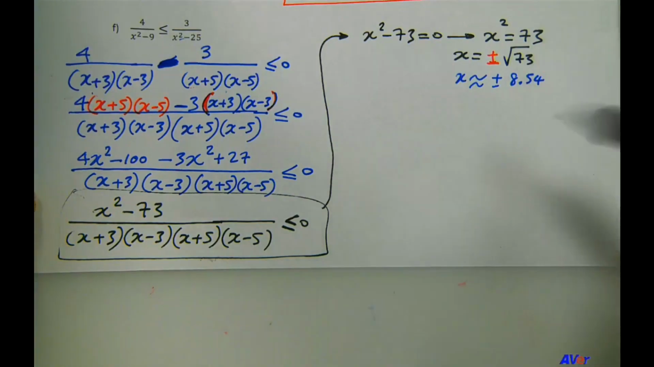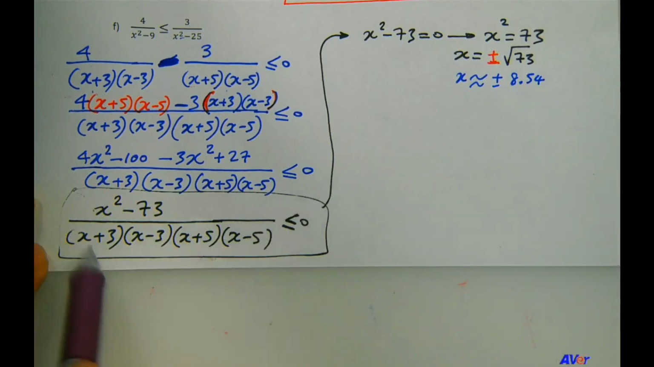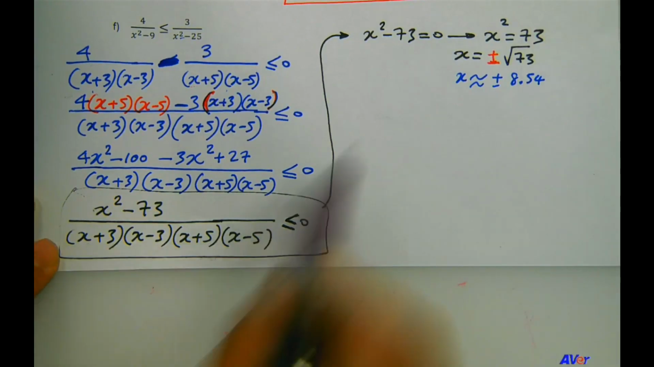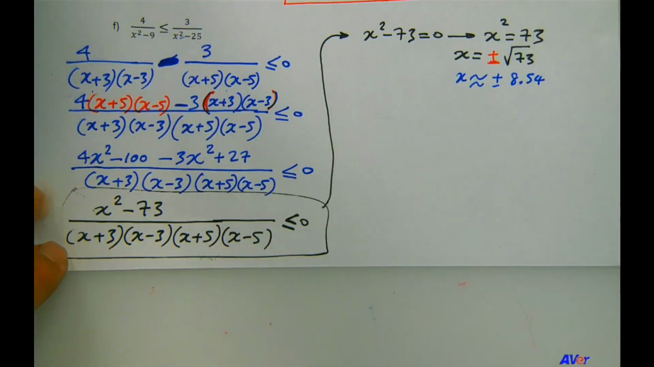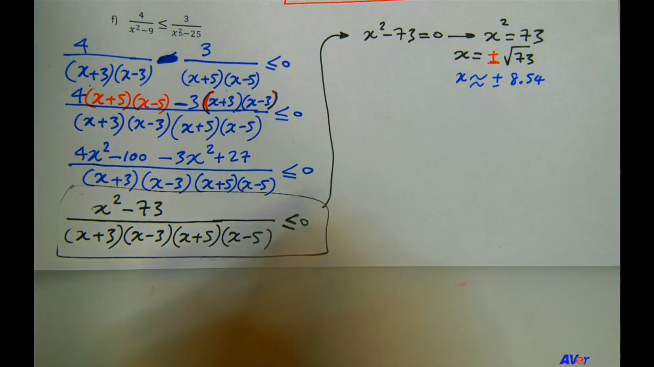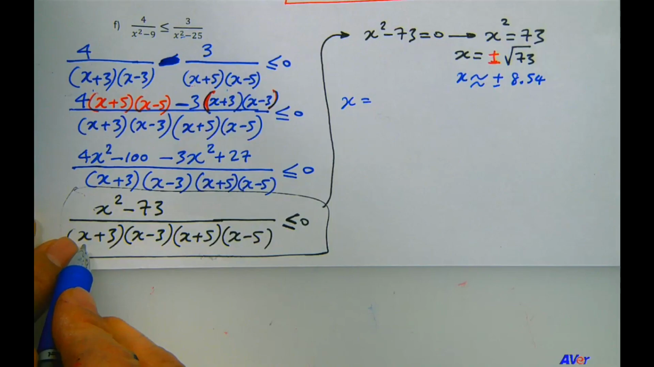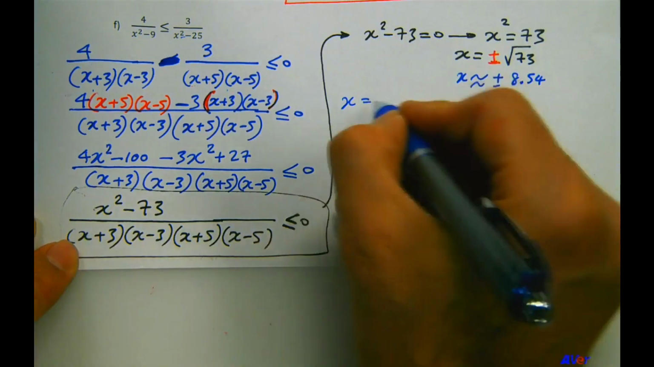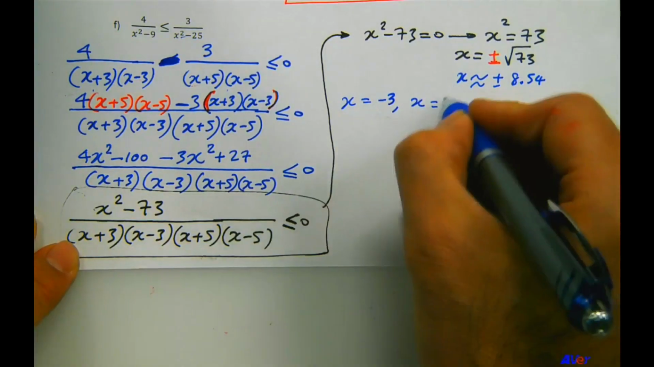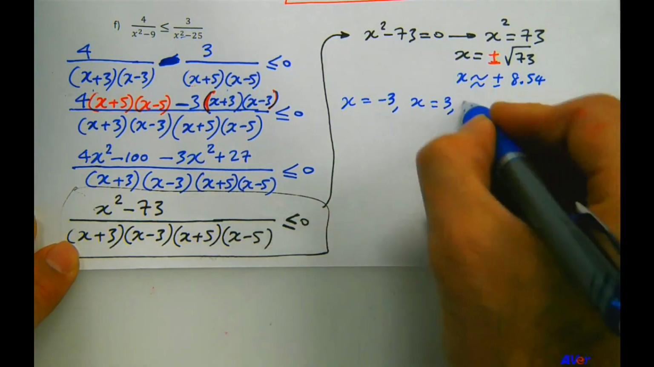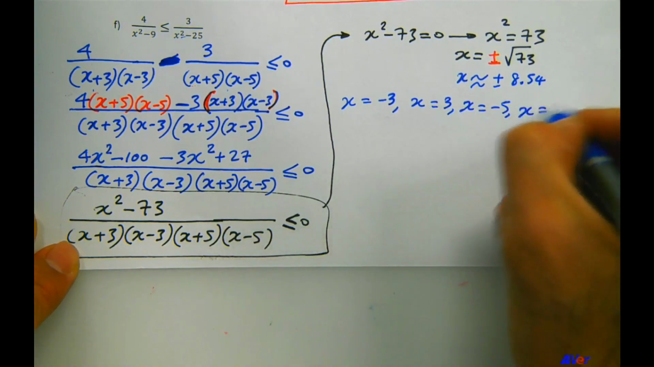I apologize, but in order to save space here, I'm just going to write down those critical values without the usual details that I use to write these answers. So the other x values are x equals negative 3, x equals positive 3, x equals negative 5, and x equals 5, right?